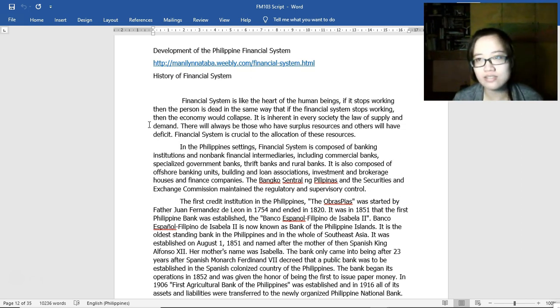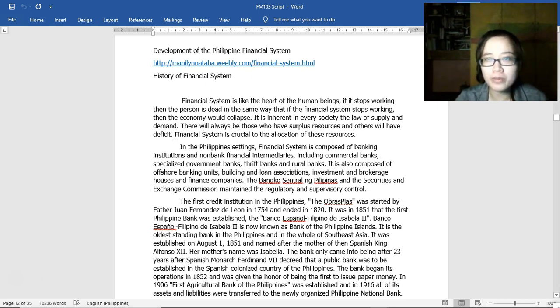But then again, that's probably not going to happen, because people have their daily needs, and we do buy things from the market every day. So that's that. It is inherent in every society, the law of supply and demand. There will always be those who have surplus resources, those rich people who have extra cash, or people who are financially independent, who know how to manage their money, who have savings in their banks. And others will have a deficit.